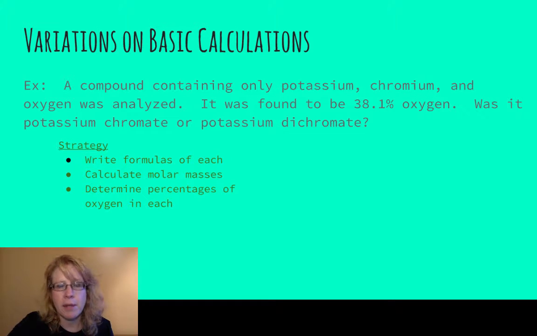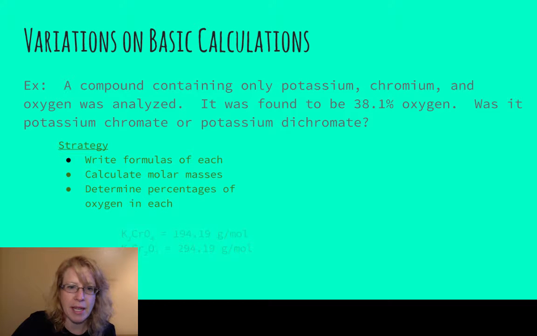All right, so let's start with this. Here are the strategies that I would implement if I were doing this. Number 1, write the formula, start there. Potassium chromate, potassium dichromate. Number 2, calculate the molar masses of each one, and then just determine the percentage of oxygen, because this question is only asking about 38.1% oxygen, so that's going to be the key for me. I don't have to do every single element to get the answer to this.